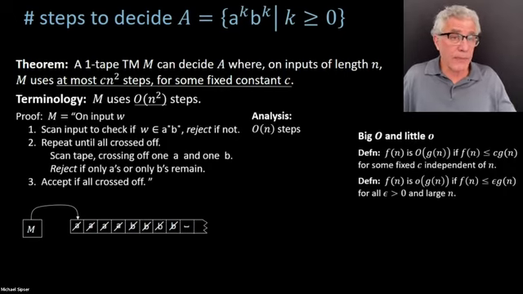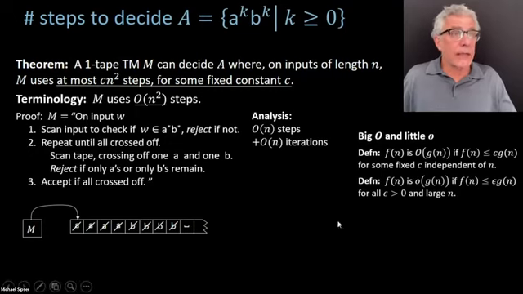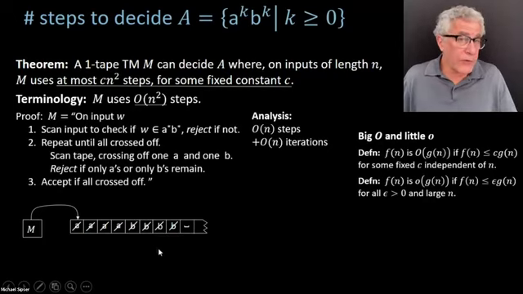So that's where we're talking about being order n steps for the very first stage. And then as you go through the repeat loop, each time you go through the repeat loop, you're going to cross off one A and one B. So you're going to have to do this order n times in order to cross off all the A's and B's. So there's going to be order n iterations of this repeat loop.